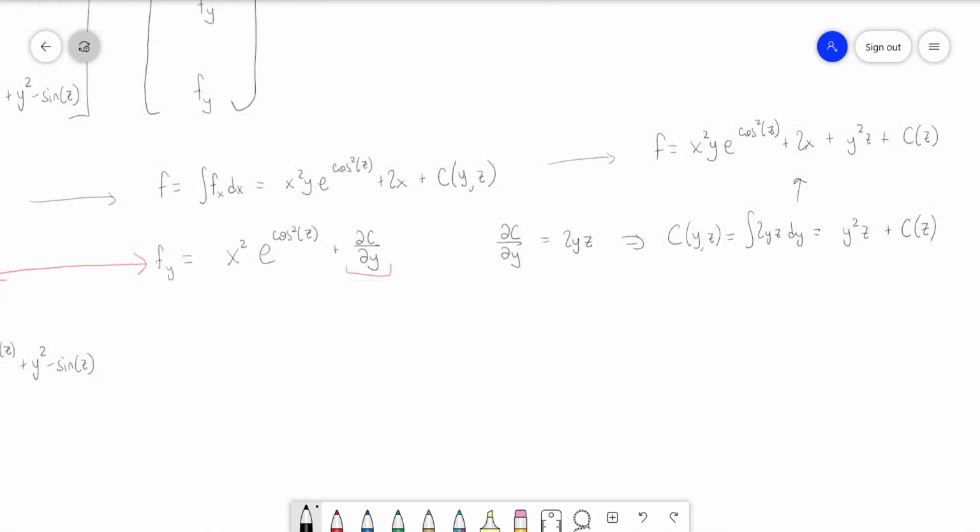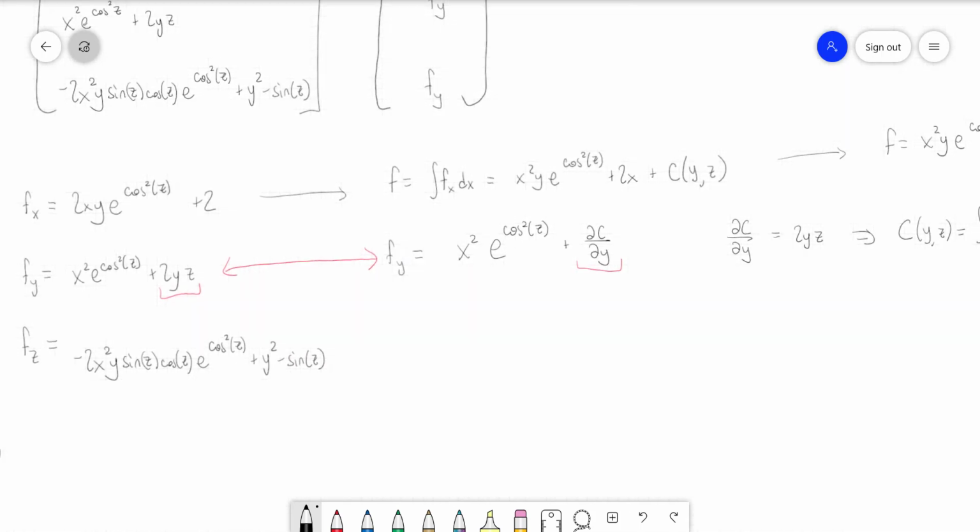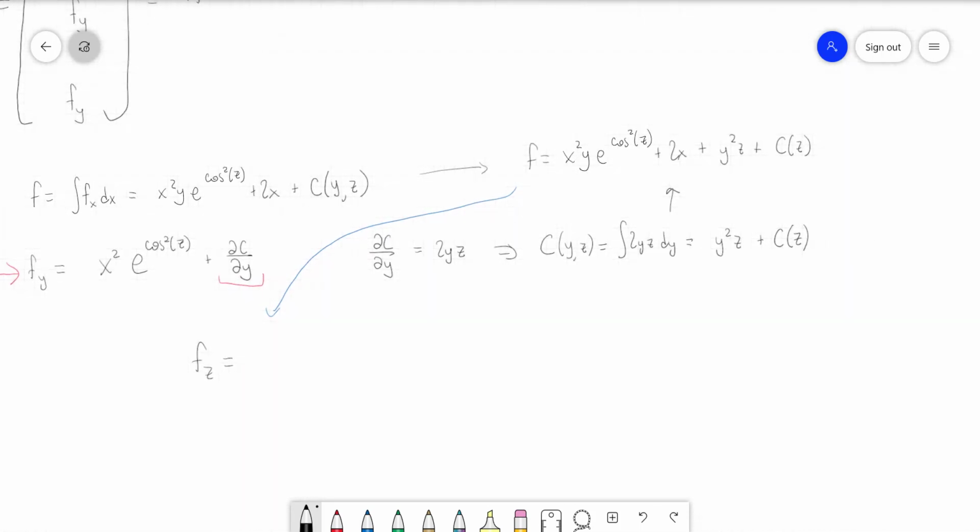To figure out what c of z is, I have this last equation down here, which I haven't made use of just yet. So what I'm going to do is take what I have for f here and compute its partial derivative with respect to z. So that's going to give me x squared y. Chain rule, so the derivative of cosine squared will be 2 cosine z. And then there's a chain rule, so multiply by the derivative of cosine. So we pick up a negative sign. And then we'll copy down the exponential.